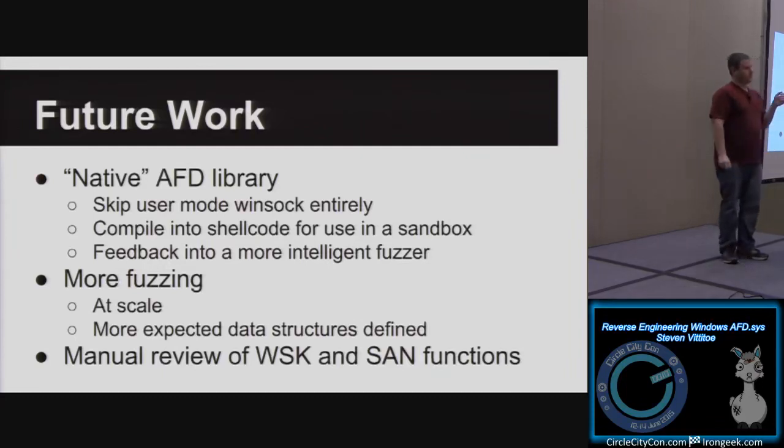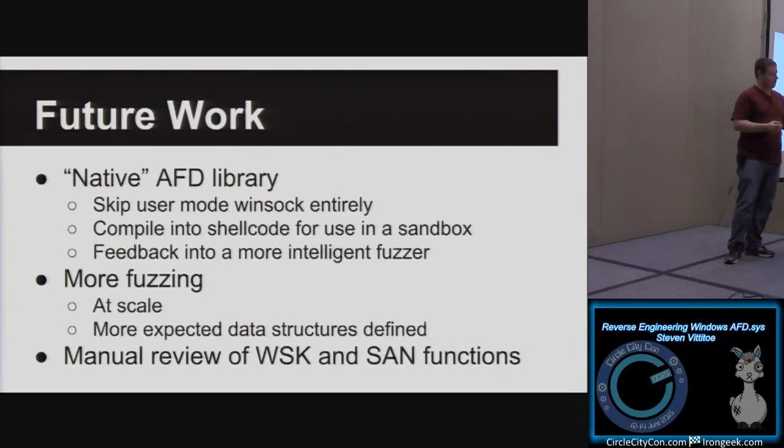However, I do think that the more ioctls you build out in a library like this, the better you would be able to fuzz in the end. So more fuzzing, at-scale fuzzing, more expected data structures defined. I only defined about half of the ioctls, so the other half would need to be defined as well.